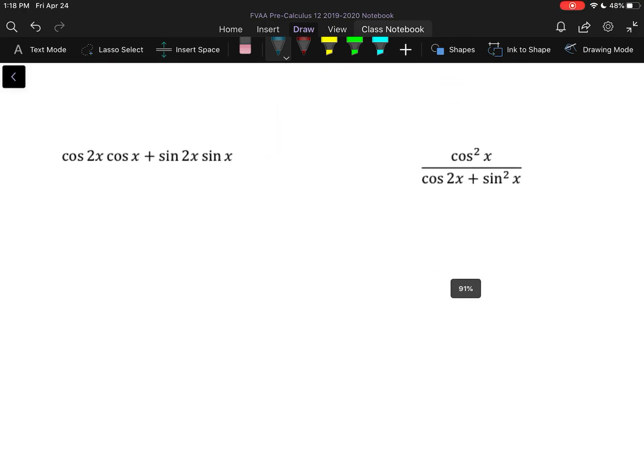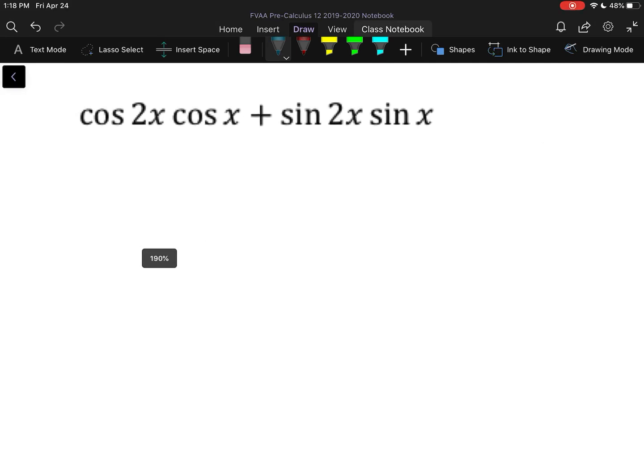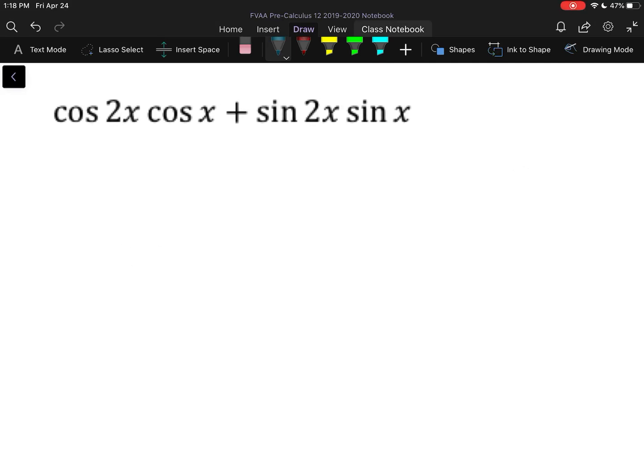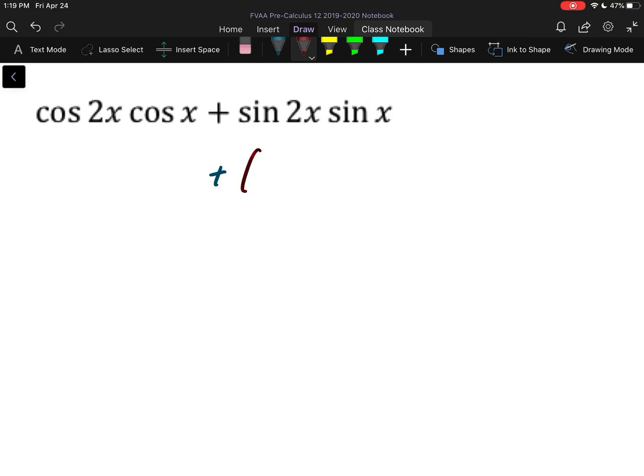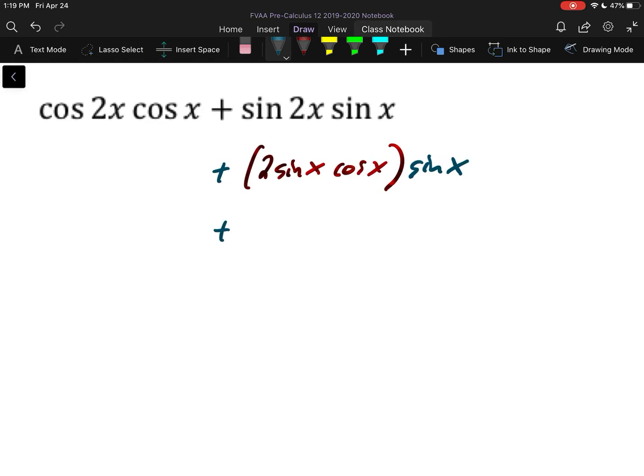Let's try another one here. This one doesn't have a denominator, so we don't have to worry about that in this situation. We're going to do some substitutions here. On the right, because it's sine squared x, I only have one double angle trig identity for sine squared x and sine 2x. So I'm going to plug that one in right away. So this is going to be plus 2 sine x cos x, bracket, times sine x. Okay. And I'm going to play that one out to see where I end up.